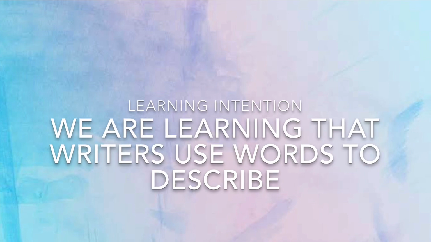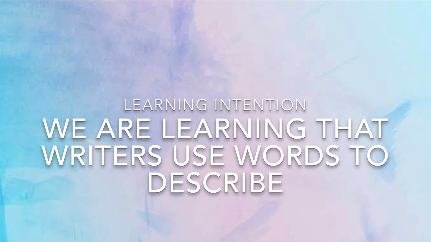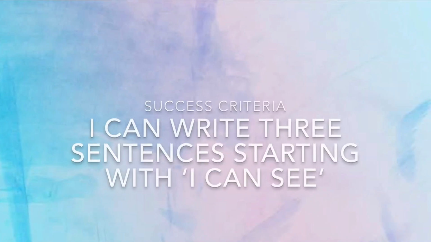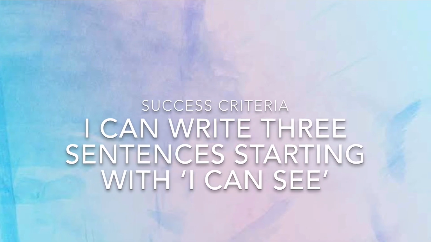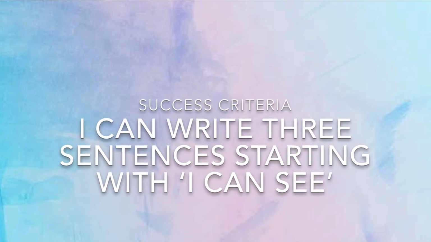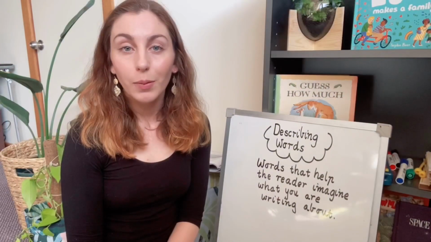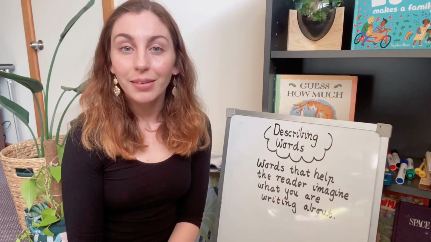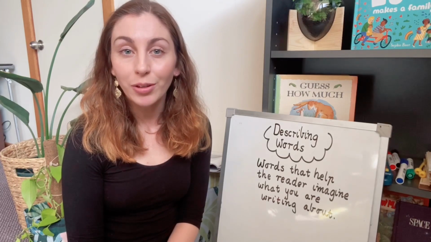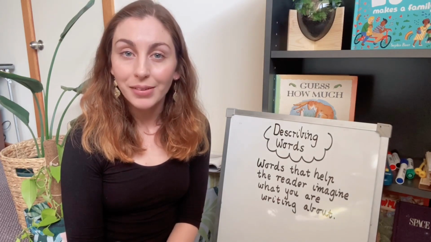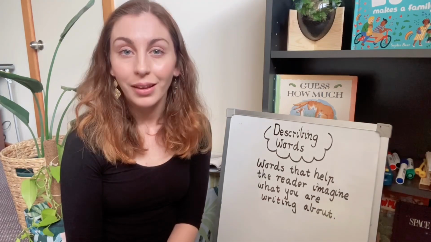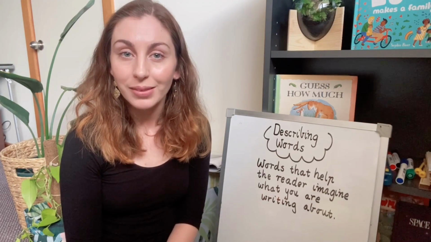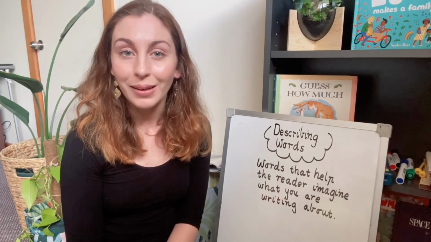Now let's go check our learning intention and success criteria. We are learning that writers use words to describe. Our success criteria is, I can write three sentences starting with I can see. This week in writing, we're focusing on using describing words. Describing words are words that you can use to help your readers imagine what you're writing about. They help make your writing more interesting and add lots more detail to your writing.